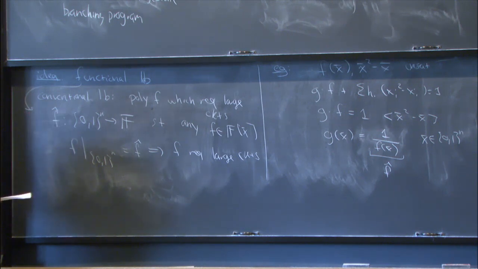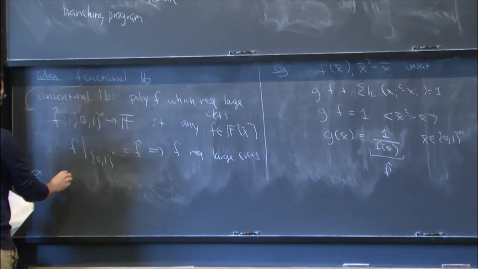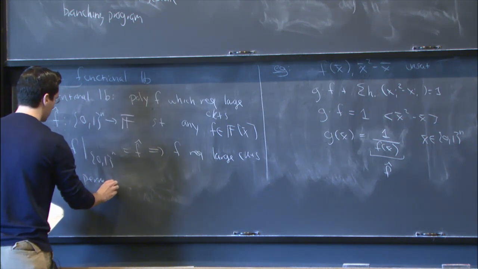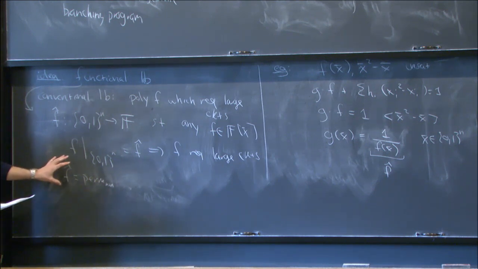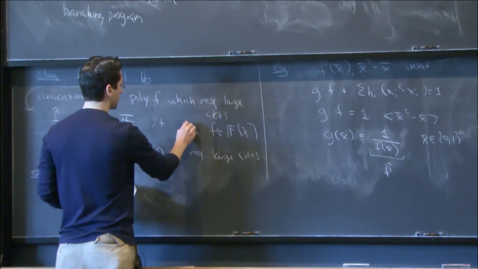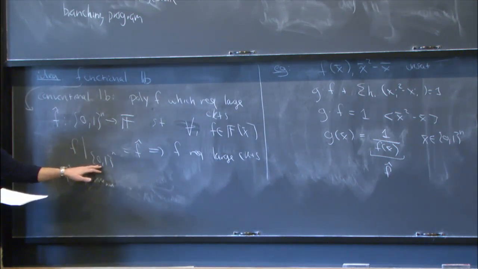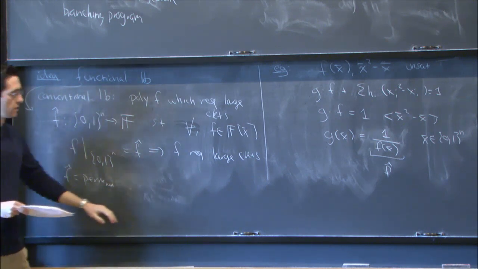So maybe an example would be: just take f hat to be the permanent on n by n matrices. I want to state the functional lower bound for the permanent. I'm giving you a function, the permanent on {0,1}, and I want to say that for all polynomials, whenever they agree with the permanent on {0,1} matrices, they must be large. And that's all I'm saying.